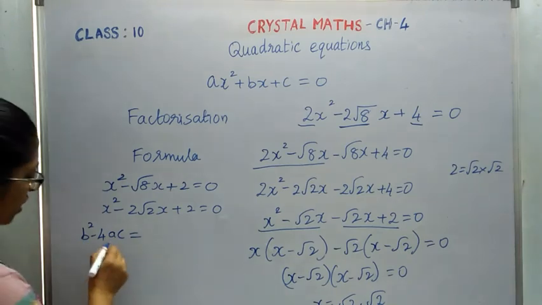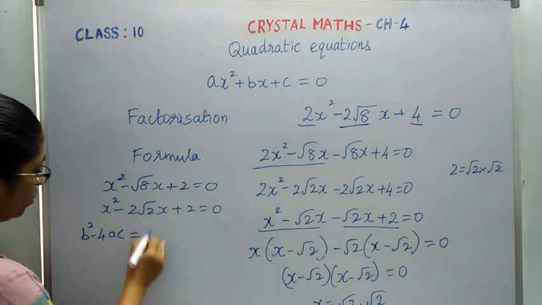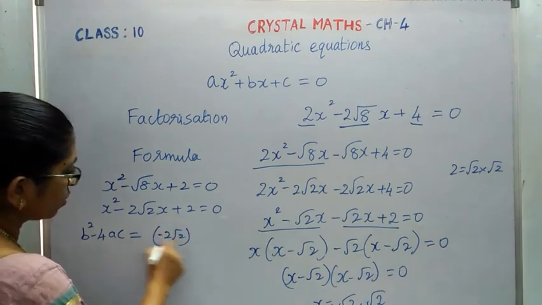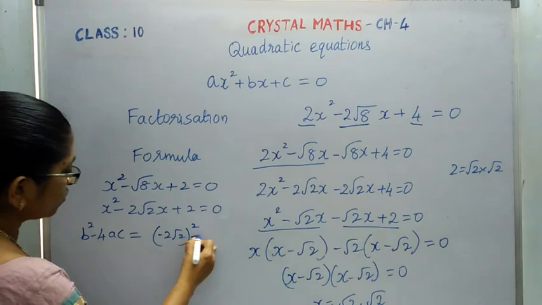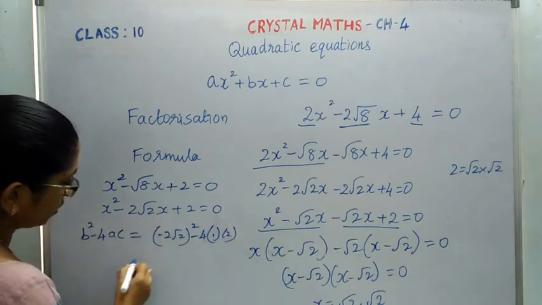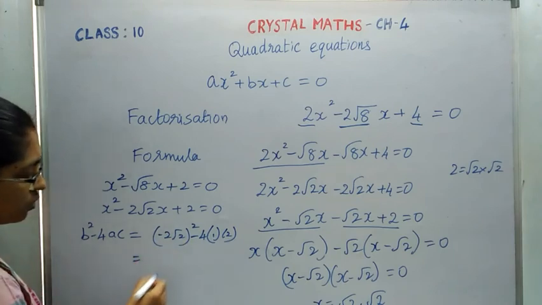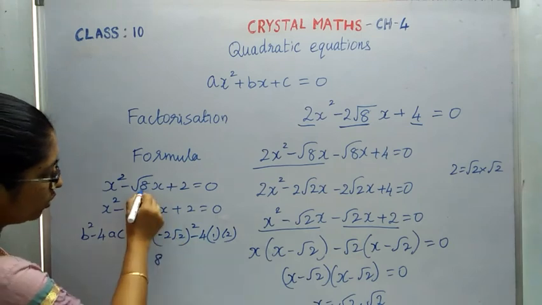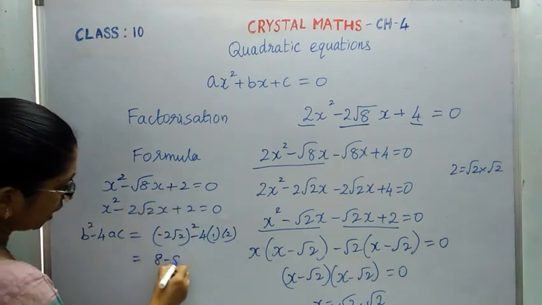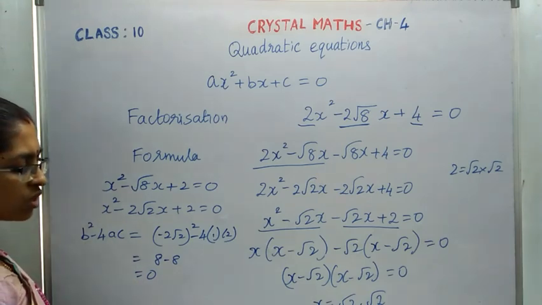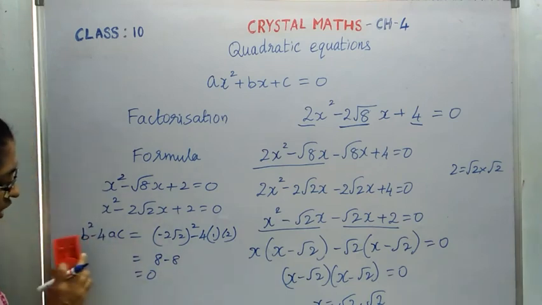B square minus 4AC, B is minus 2 root 2. So, minus 2 root 2 the whole square minus 4AC. 4 into A is 1, C is 2, which is equal to 2 root 2 the whole square. It's nothing but 8, because 2 root 2 is root 8. Root 8 the whole square is 8. 8 minus 8 equal to 0. If B square minus 4AC equal to 0, we will get the roots are equal.